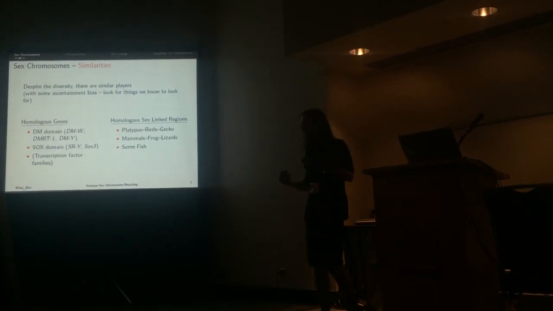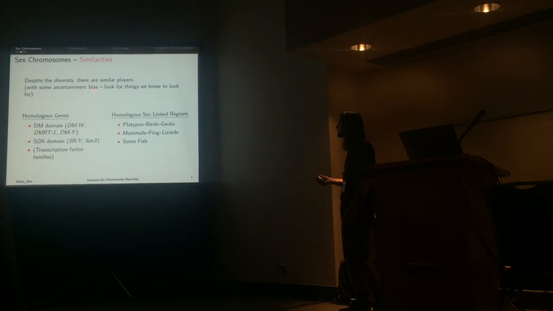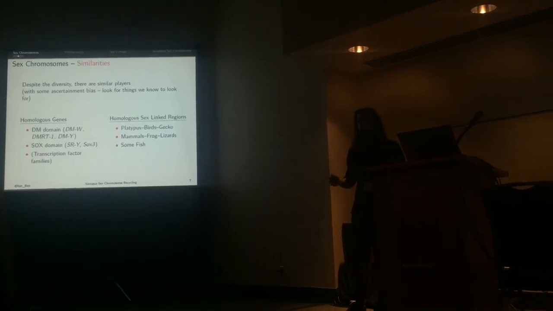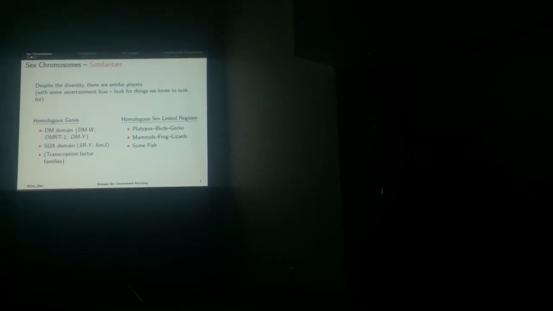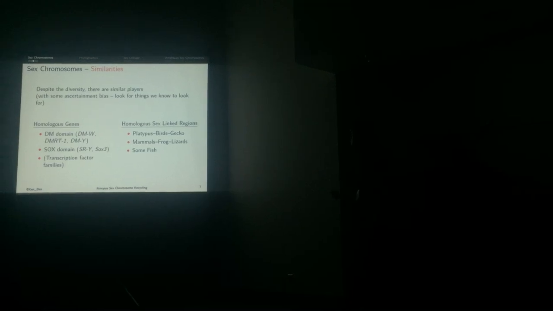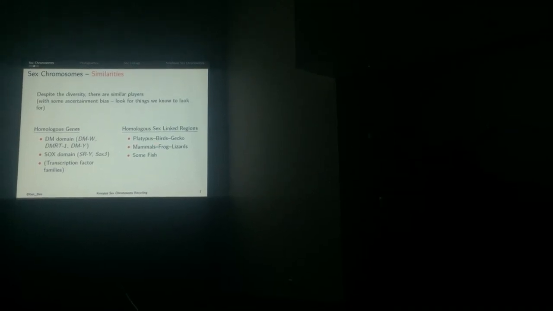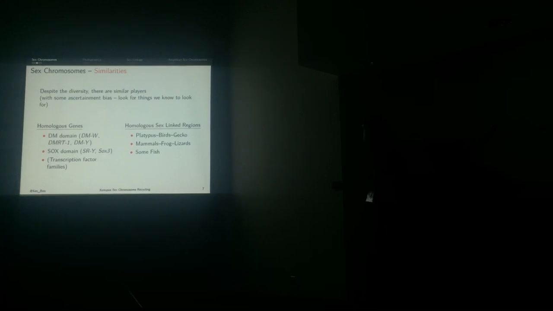But despite this diversity, there are some similar players that seem to keep cropping up over and over. And I'd suggest there's maybe a little bit of ascertainment bias. We kind of look for things we know to look for. But there are a lot of homologous genes, so these DM domain containing genes, DMW, DMRT1, DMY, SOX domain genes, SRY, SOX3, a lot of them are potentially transcription factor families, might be a thing. And there are a lot of homologous sex-linked regions, so the platypus, the bird, species of gecko seem to have similar sex-linked regions, mammals, frog, lizard, fish.